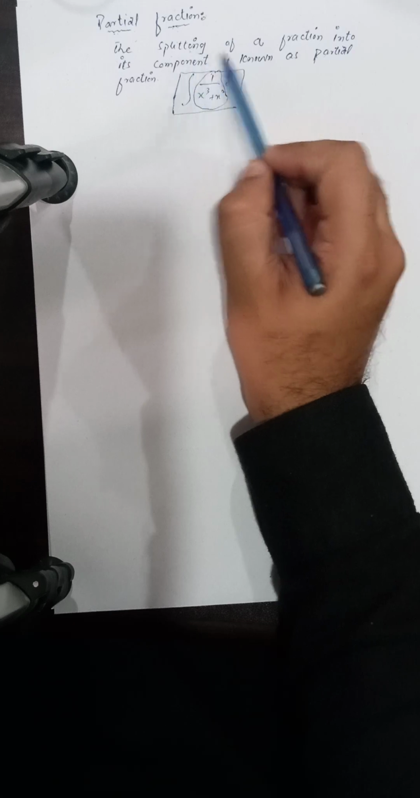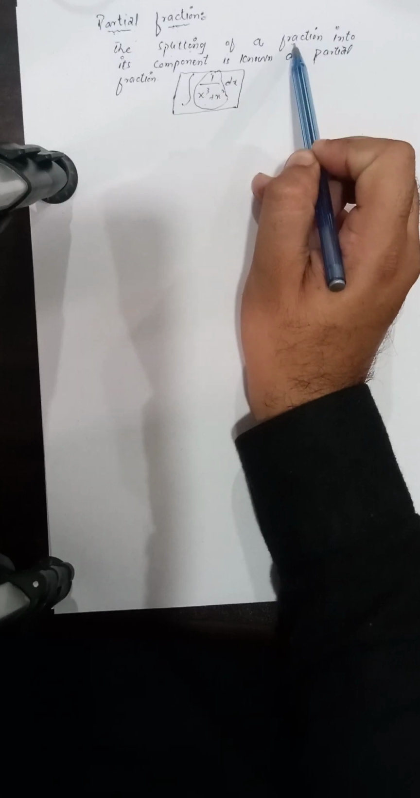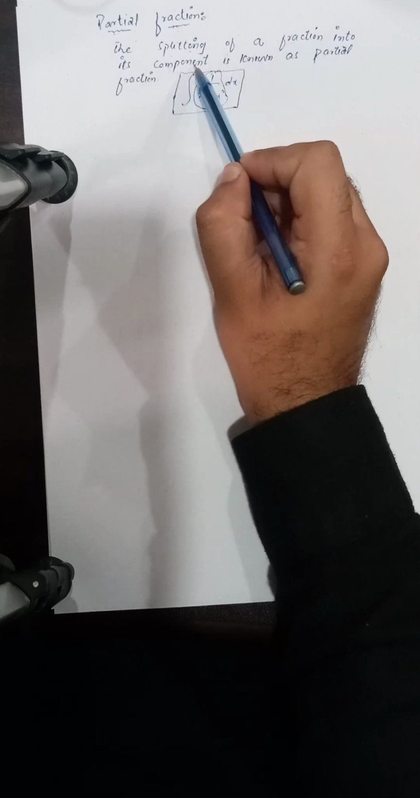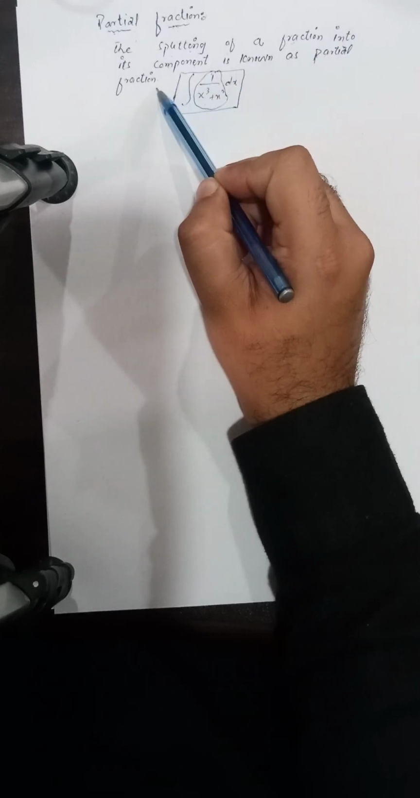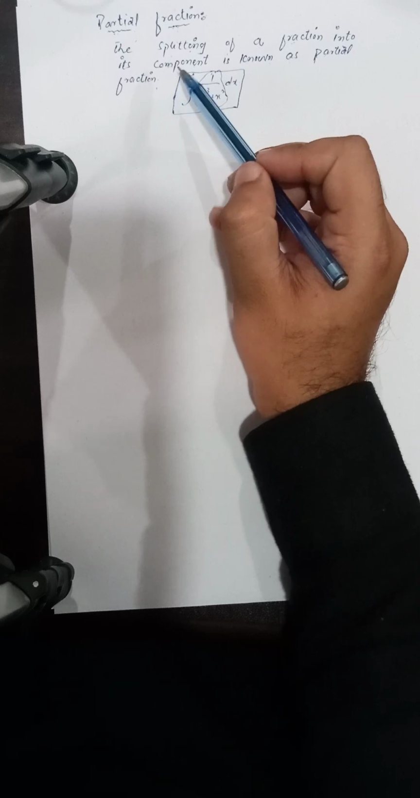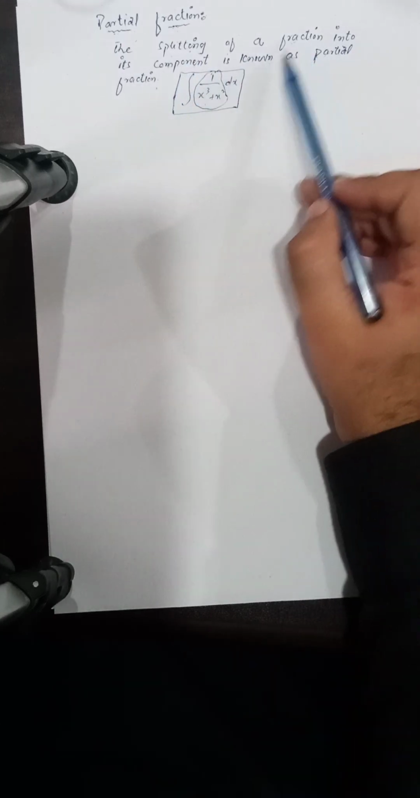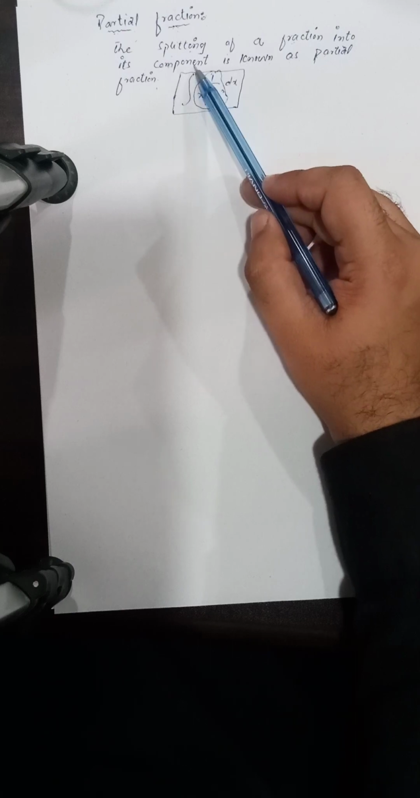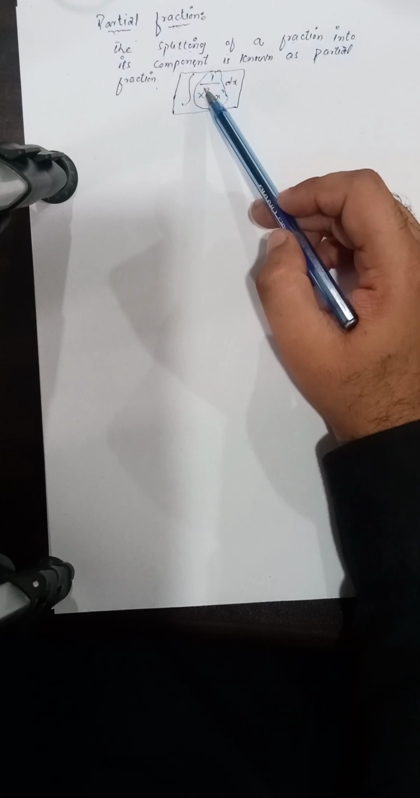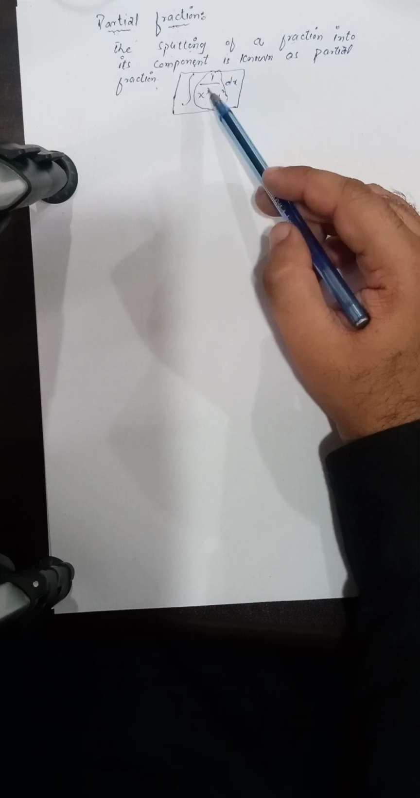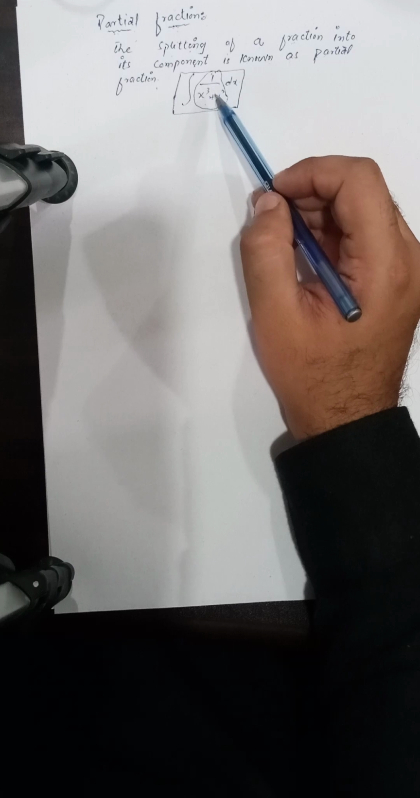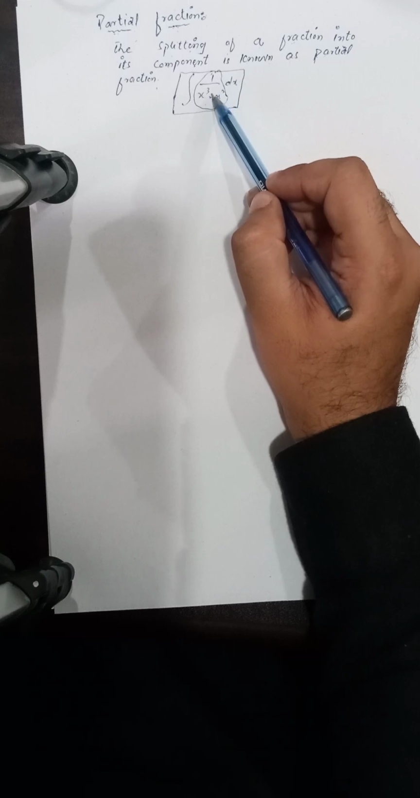The splitting of a fraction into its components is known as partial fraction. When we split a function, a fraction, into its components, what do we call it? Partial fraction. So the splitting of a fraction into its components is known as partial fraction.